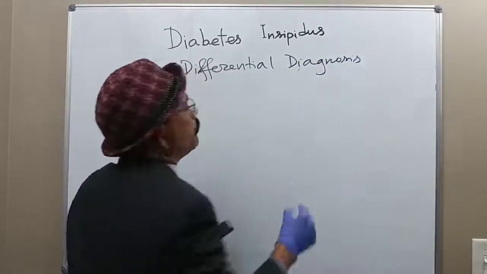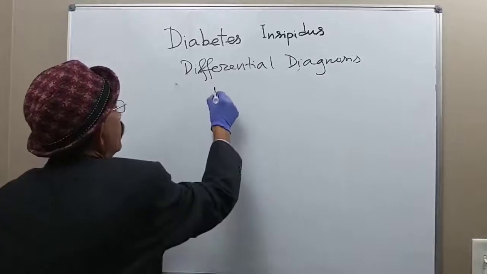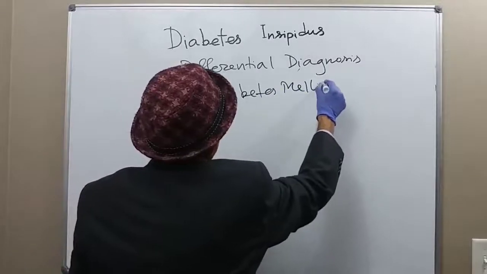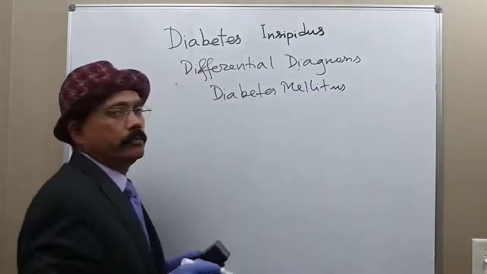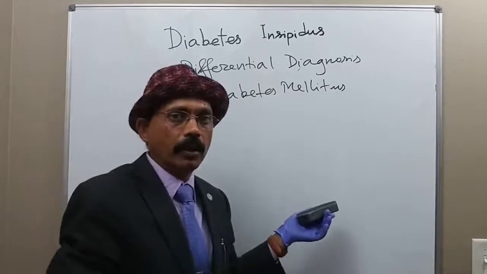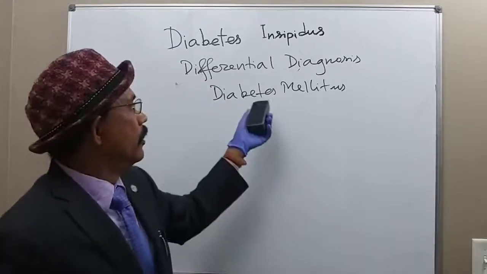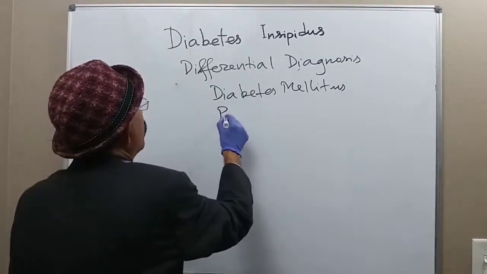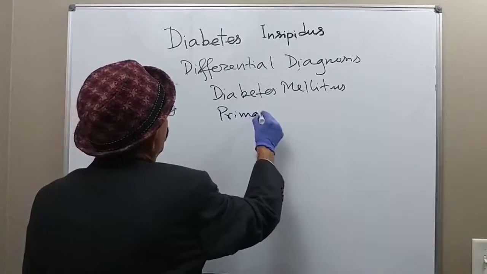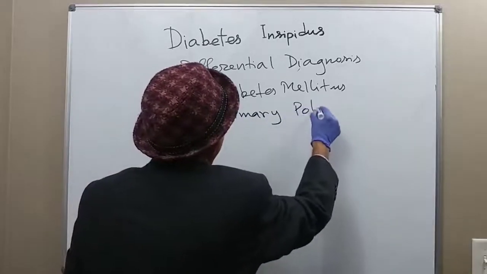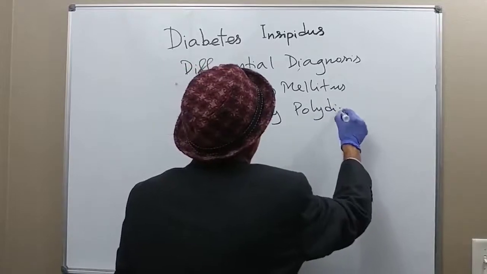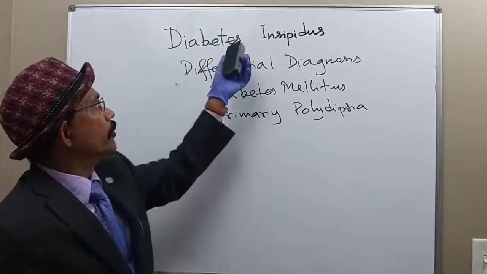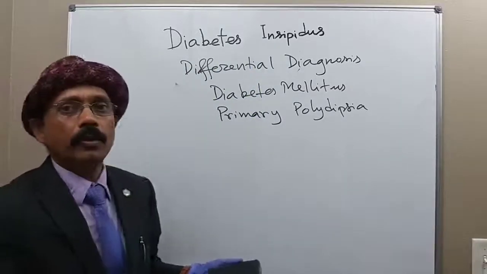Okay, it may be due to diabetes mellitus. It may be type 1 diabetes in the young age, in the late age, type 2 diabetes. Or due to primary polydipsia. So that may be a manifestation of diabetes insipidus, differential diagnosis.